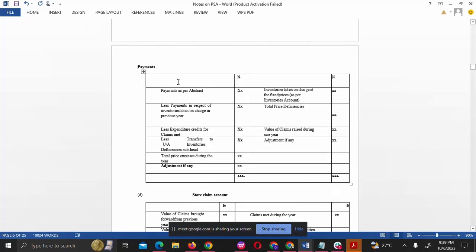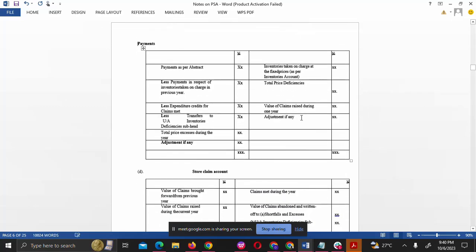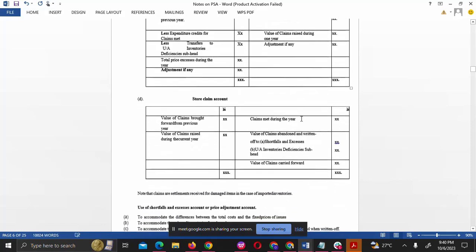For the payment account, you have payment as per abstract on the debit, less payment in respect of inventory takings on charge on the debit, less expenditure credit for claims met, less transfers to the unallocated inventory deficiency subhead, then total price during the year. Then on the credit side, you have inventories taken on charge at the fixed price as per inventories account, total price deficiency, value of claims raised during the year, and any adjustments, if any.